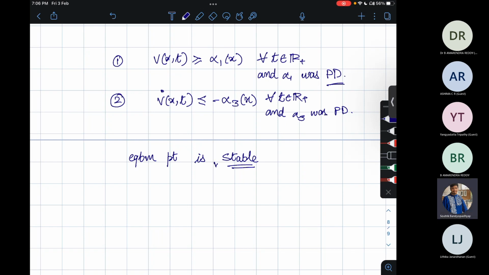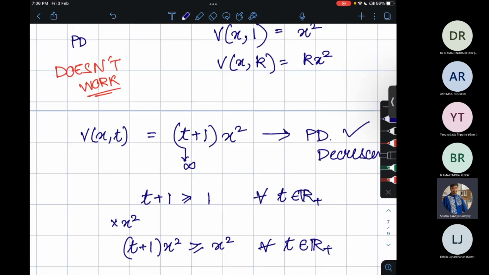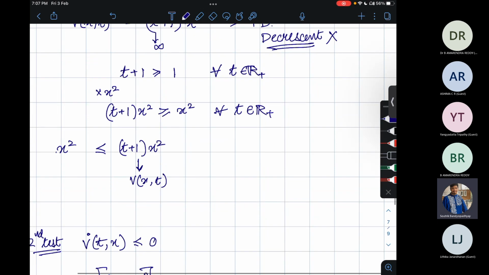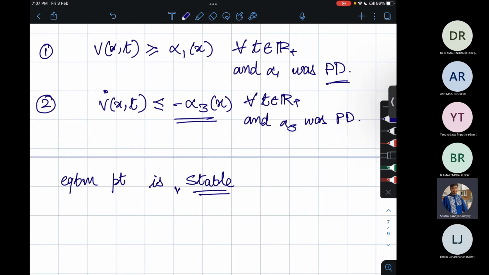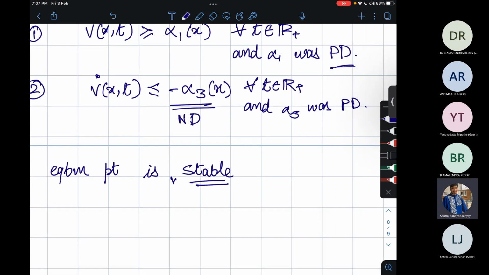Here I have not mentioned uniform stable. Why haven't I mentioned that? Because the original candidate Lyapunov function was not decrescent. If this was decrescent and you had proved that this is negative definite, then this could have been uniform stable. And this is even better than stable. It is asymptotically stable because this is negative definite and not negative semi-definite. Negative definiteness gives a one step higher result, which is asymptotic stable.